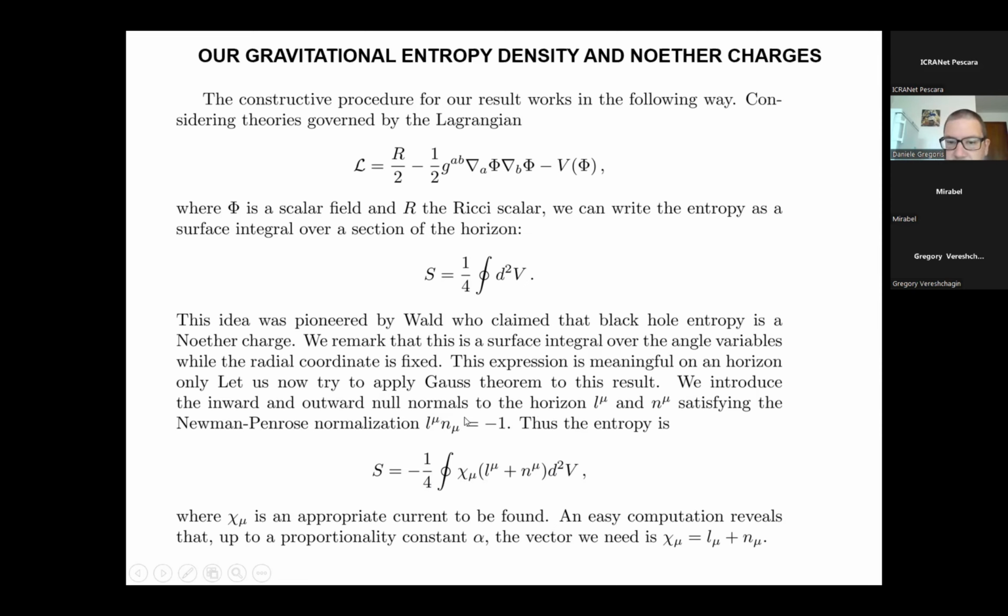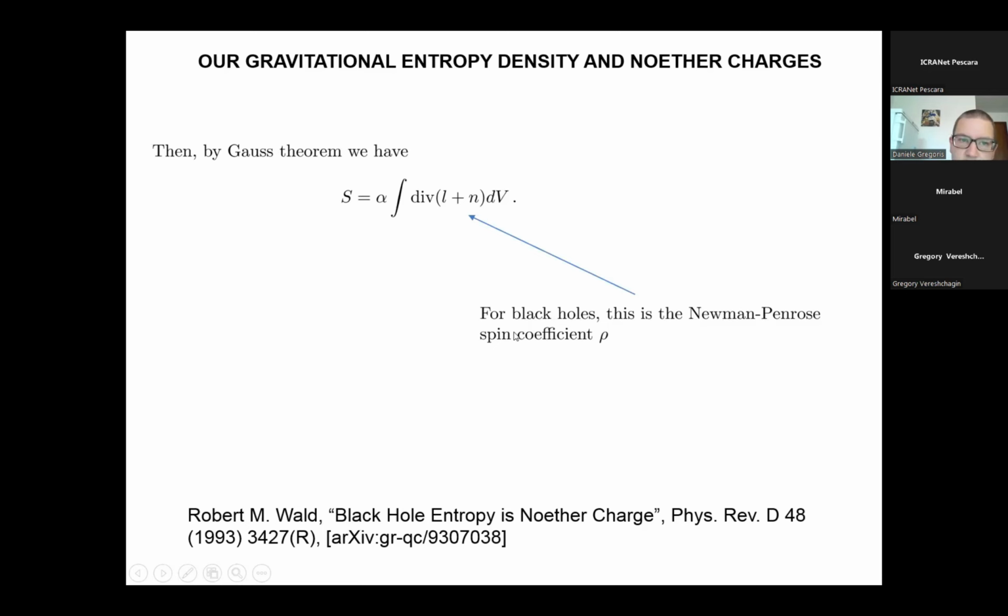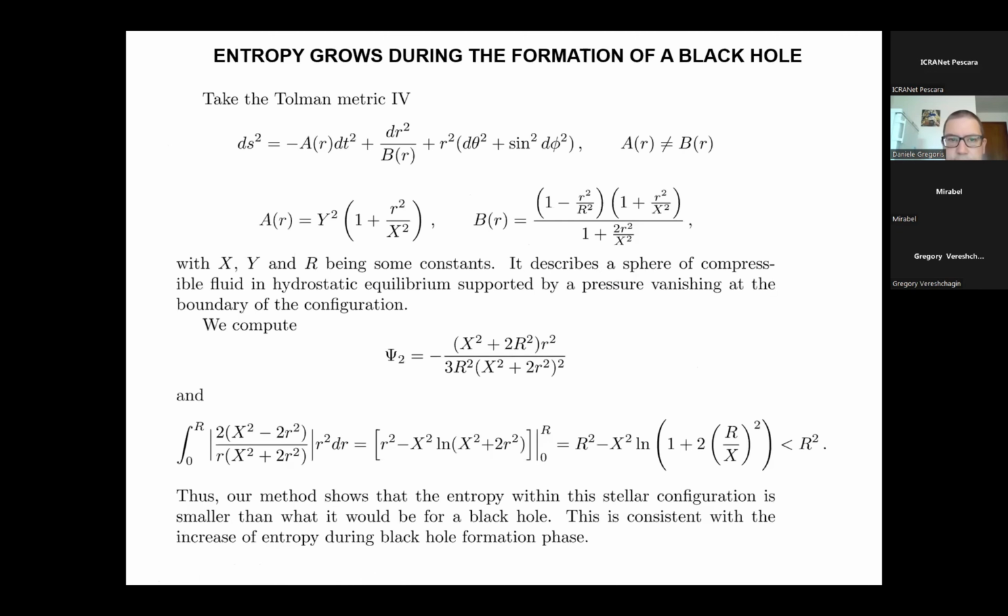So using this normalization, we find the appropriate current, which is given by the sum of these two vectors. Then we apply Gauss theorem, and we find that the entropy is given by the volume integral of the divergence of the l and mu vectors. And for black holes, these are exactly the Newman-Penrose spin coefficients. So we're adding some more motivation to the correctness of our result, which does not seem to be a merely numerical coincidence.